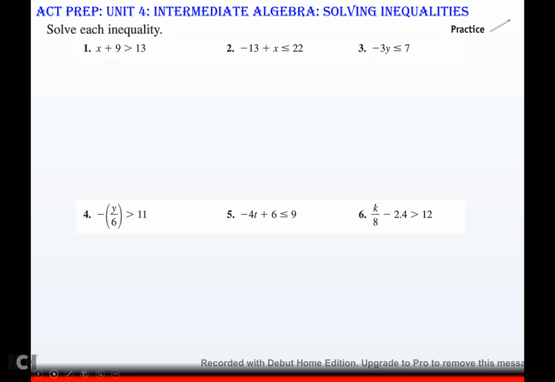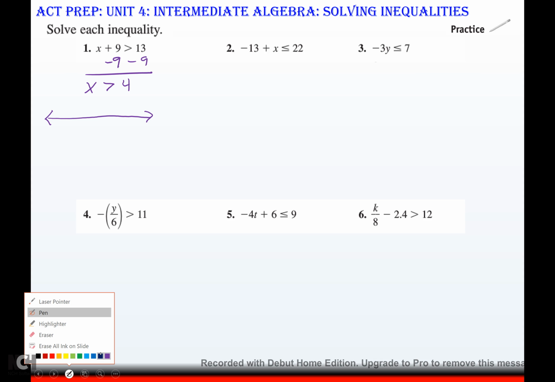Alright, so let's practice. On this one, to get x alone, I'm going to minus 9. I get x is greater than 4, and I don't have to flip anything. I'm going to try and graph them for you, because when we start doing absolute value ones, you're going to have to look at the graph of these to figure out the solution.